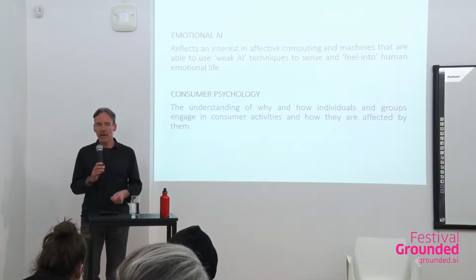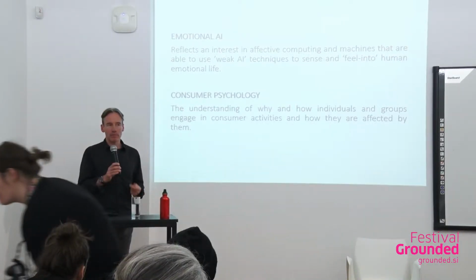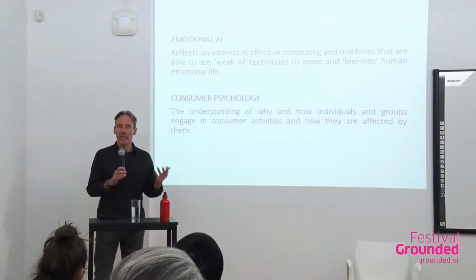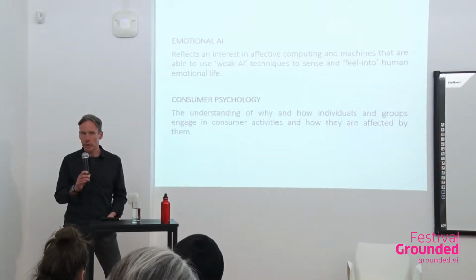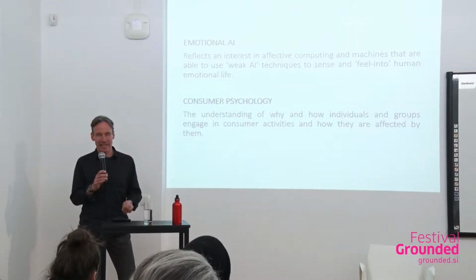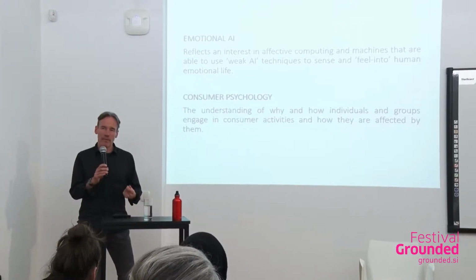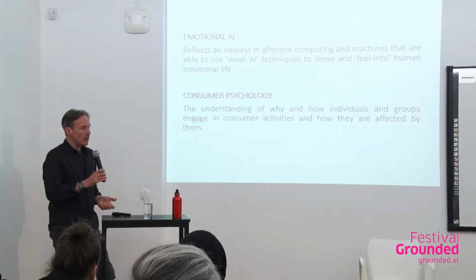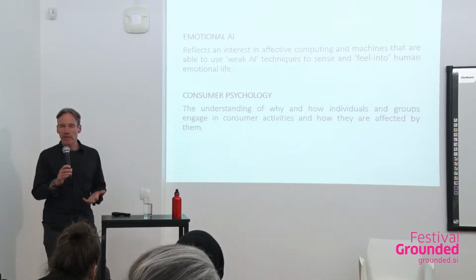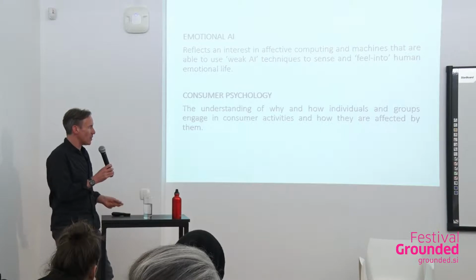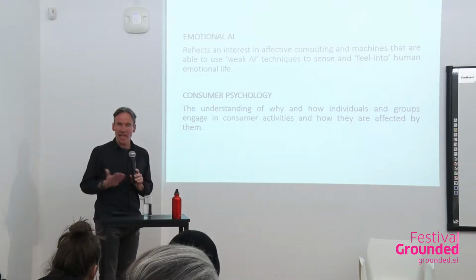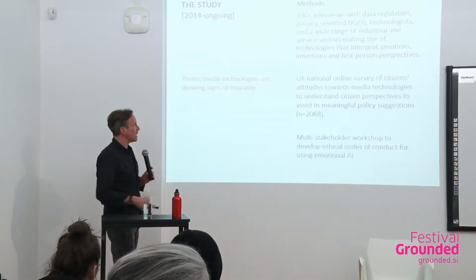Strong AI is the belief that machines are somehow able to think. It's that idea that came with AI as it got into the 1950s onwards. Weak AI is a little bit different. It assumes that machines don't really think. They can't think. It tends to be a bit more task specific. Consumer psychology, I'm sure you know what consumer psychology is, but just to offer you a working definition on the screen, it's essentially about understanding the why and how of consumer activities and how people are affected by these things.